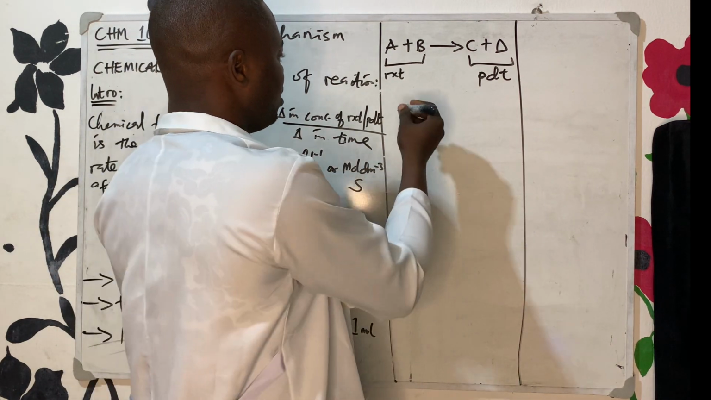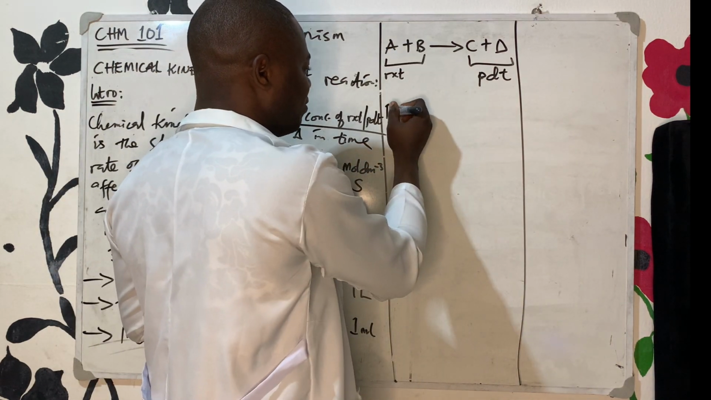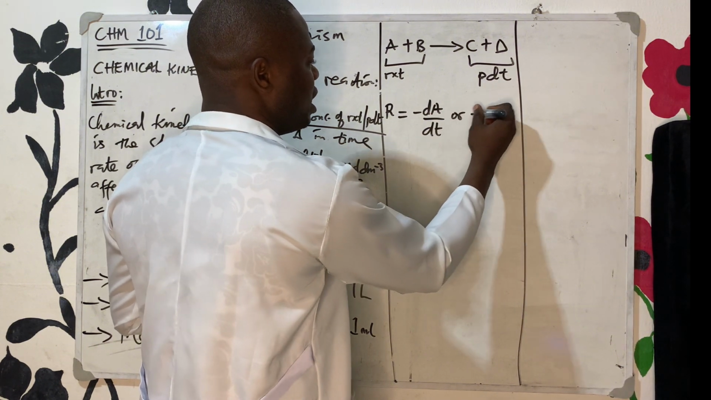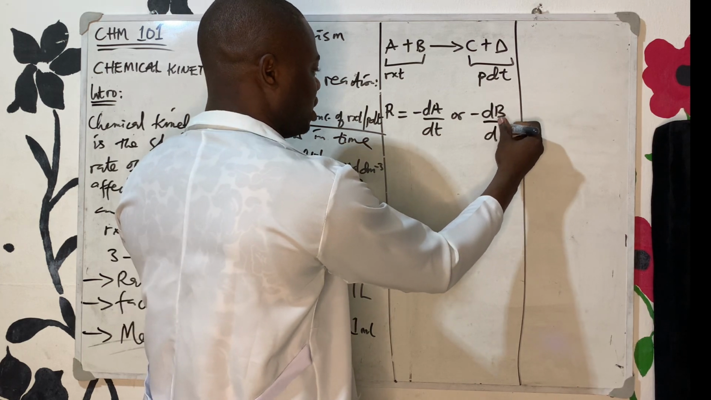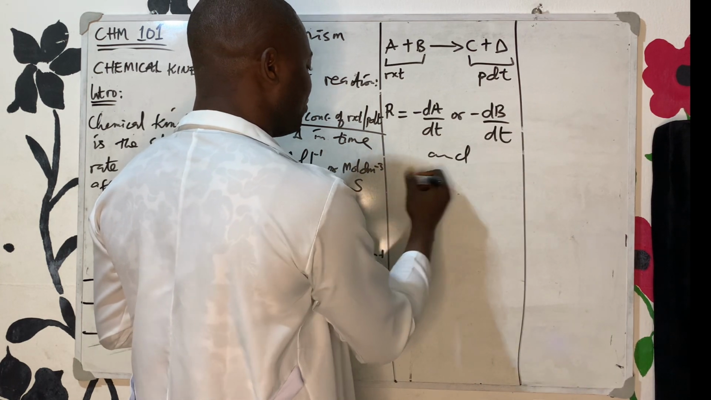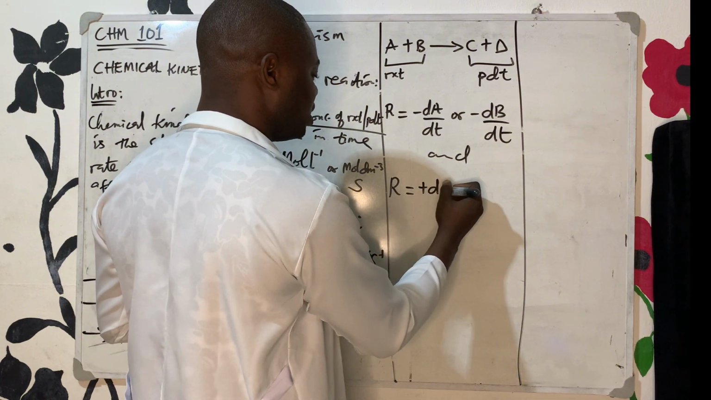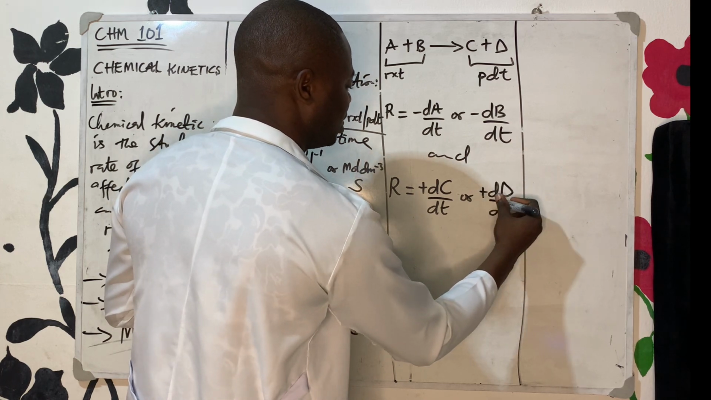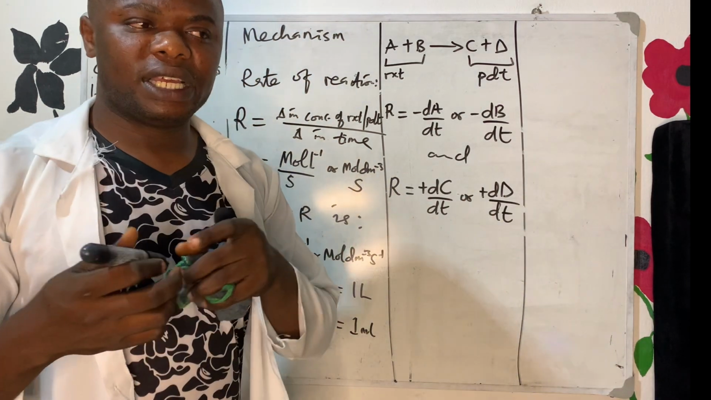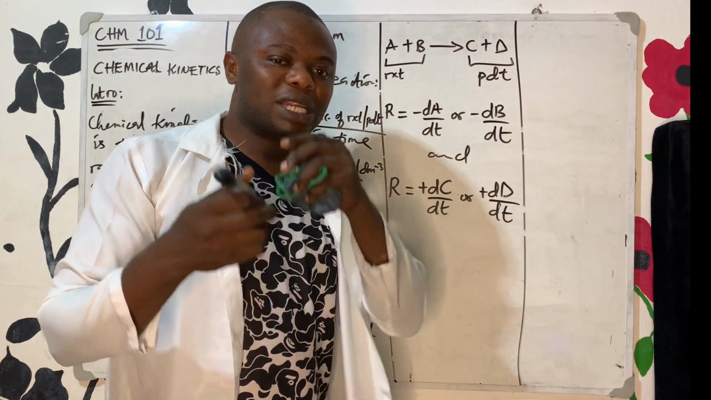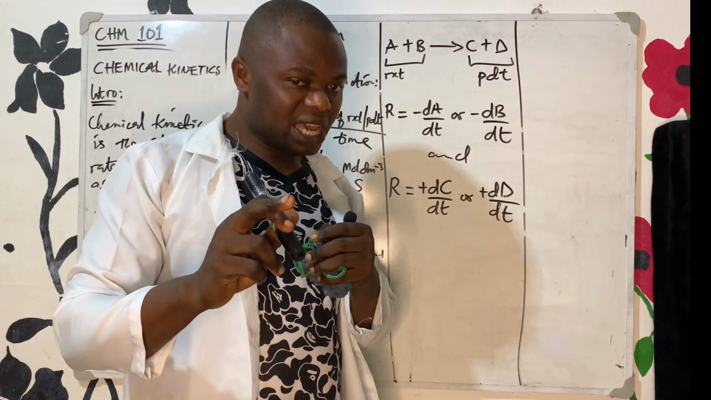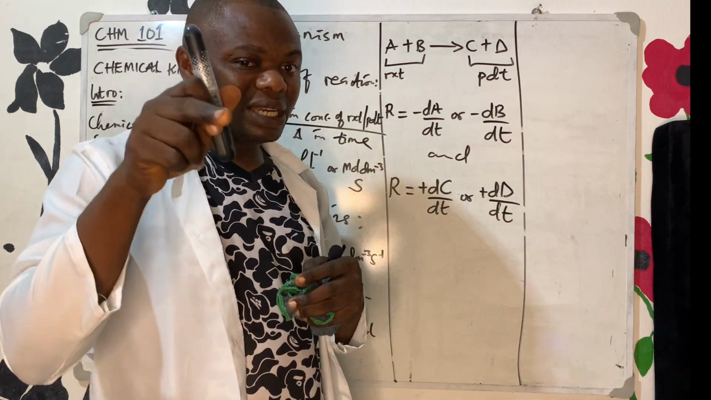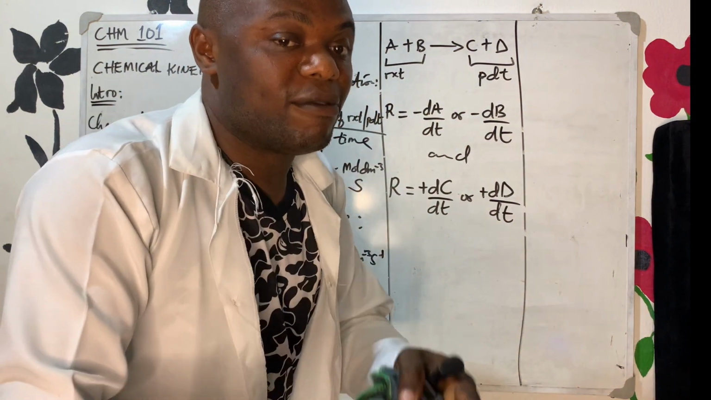Now, in terms of reactant, rate of reaction is equal to negative change in A all over change in T, or negative change in B all over change in T. And in terms of product, rate of reaction is equal to plus change in C over change in T, or plus change in D over change in T. What does it mean? Whenever you are using reactant to express rate of reaction, you must attach a negative. That negative shows that reactant decreases in the course of the chemical reaction, or that reactant must disappear for product to form.